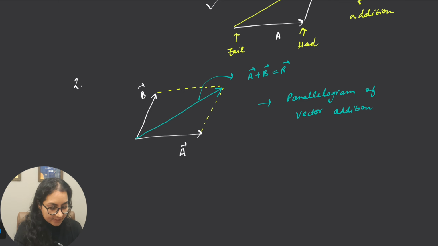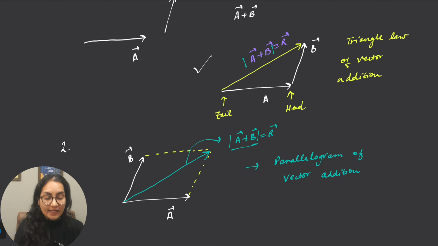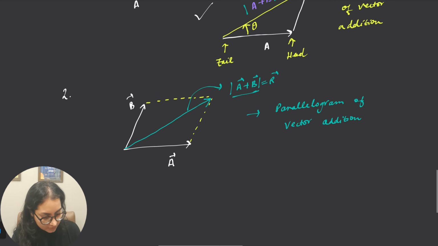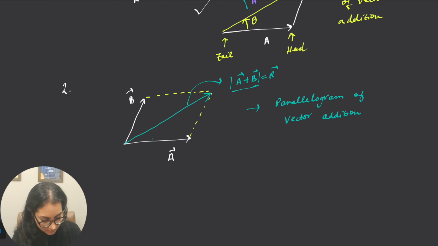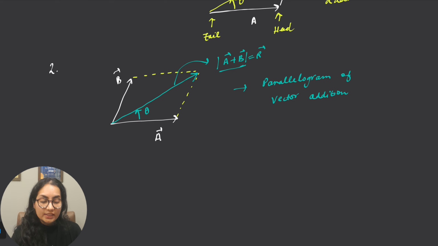Now that's A plus B. That will give you the magnitude. In this case also, that will give you the magnitude. How do we calculate the direction of this vector? Direction is given by the angle. In this case, this would be the direction, and in the second case, this would be my direction. So how would you calculate the direction of the resultant vector in these two cases?